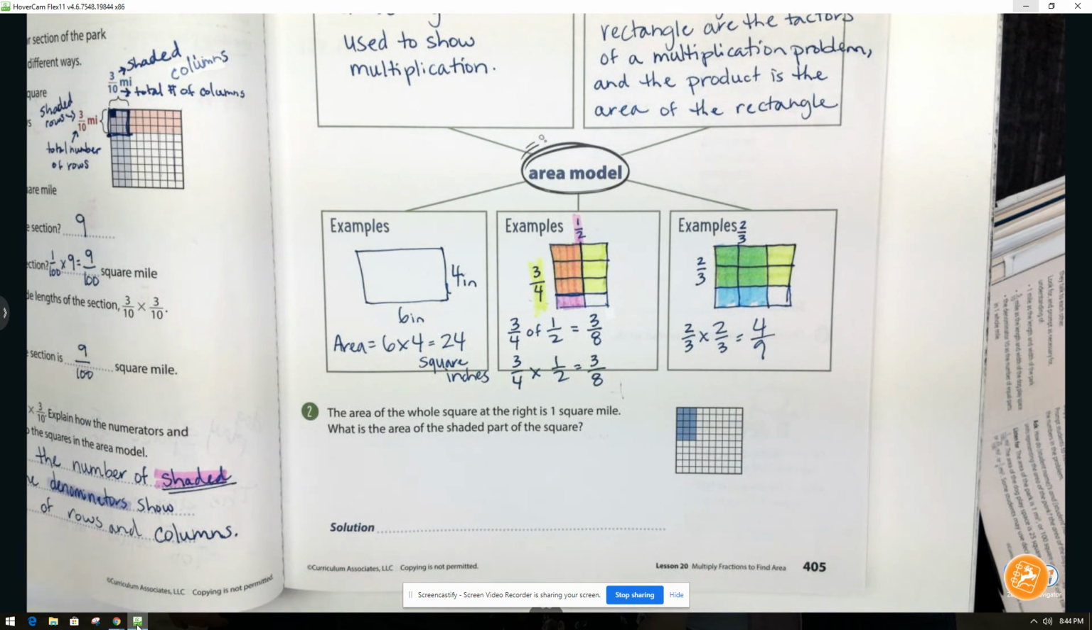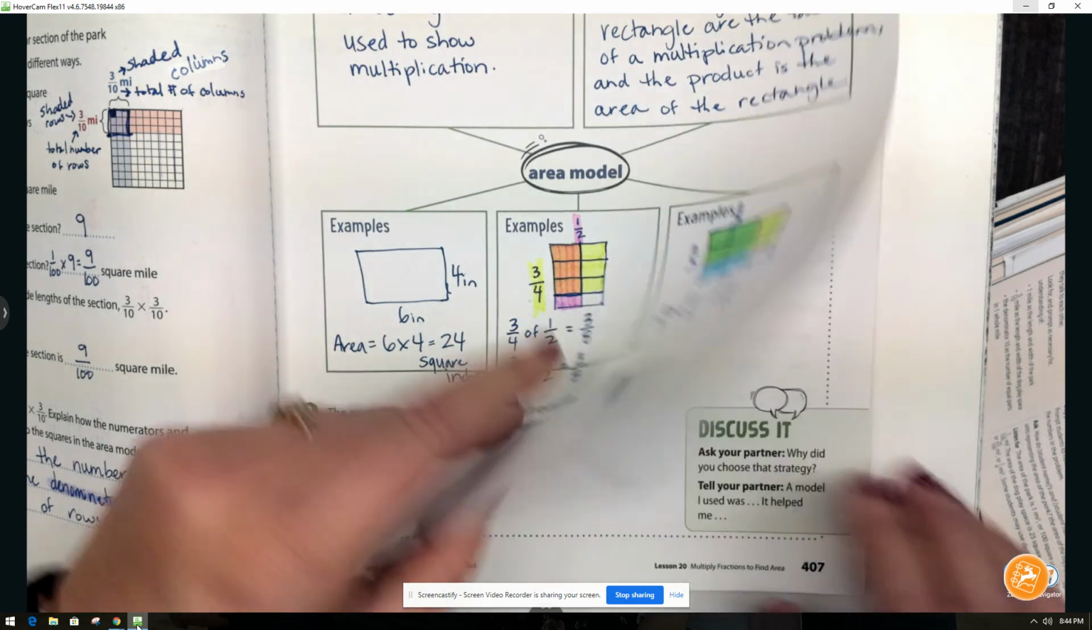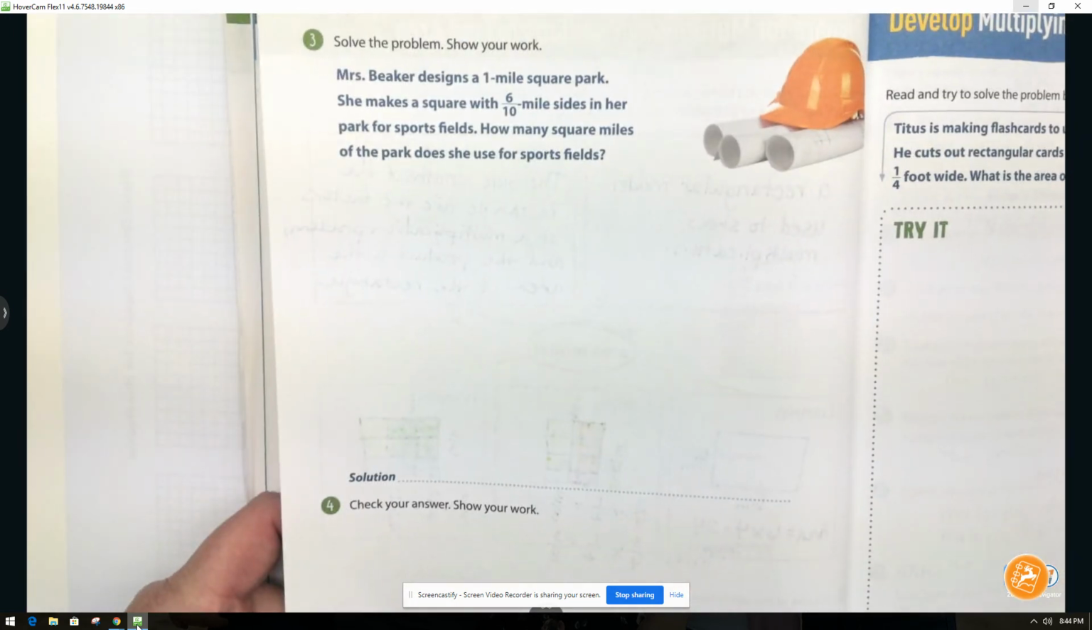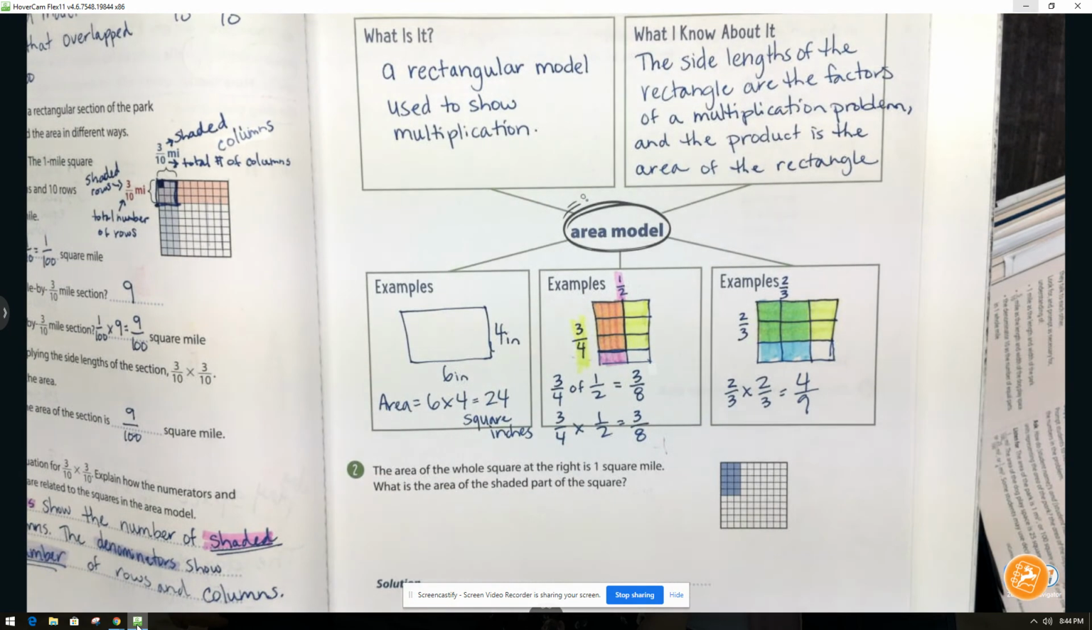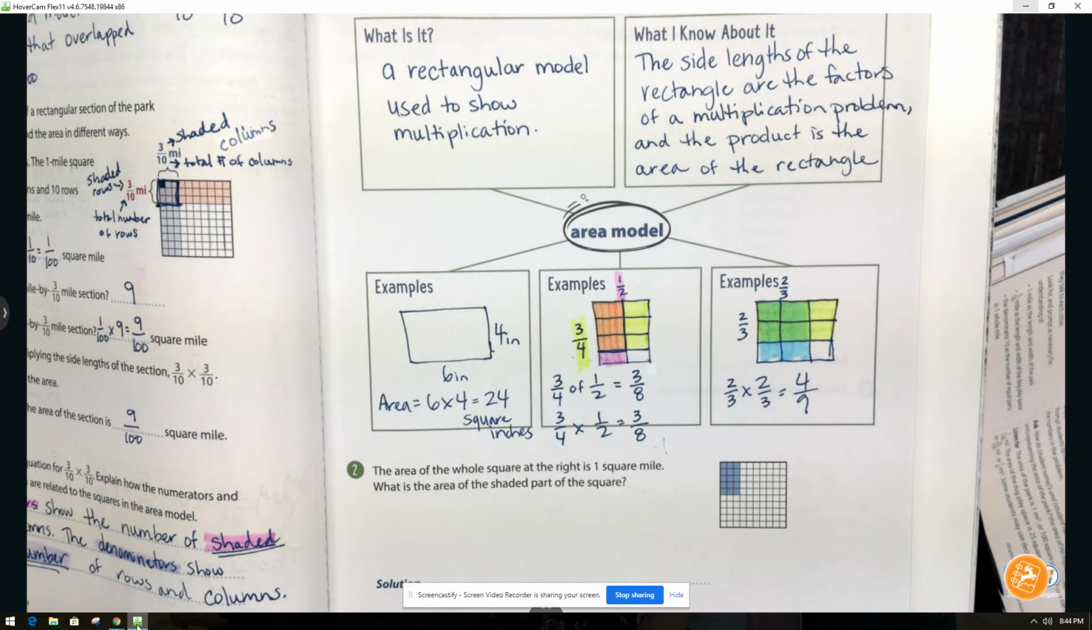With that, you're going to go ahead and finish number 2, and then do numbers 3 and 4 on the next page. As always, if you have any questions, you can email your teacher.